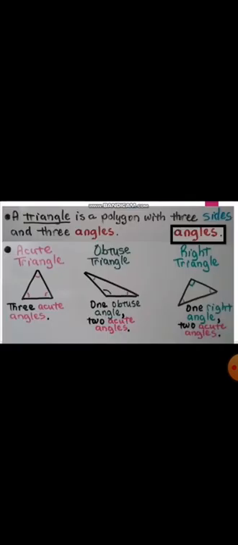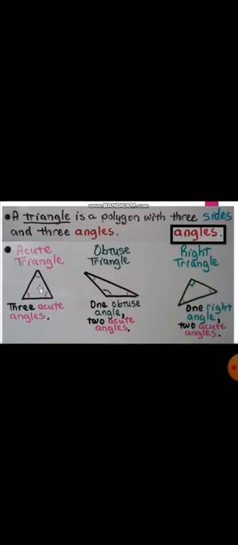Classify triangles. Topic 16, lesson 2. We will classify the triangles. What is the meaning of triangle? Triangle is a polygon with 3 sides and 3 angles. I will classify the triangle by 2 things. First, I will classify it by angles and the second one by sides. So I will take this one first by their angles.